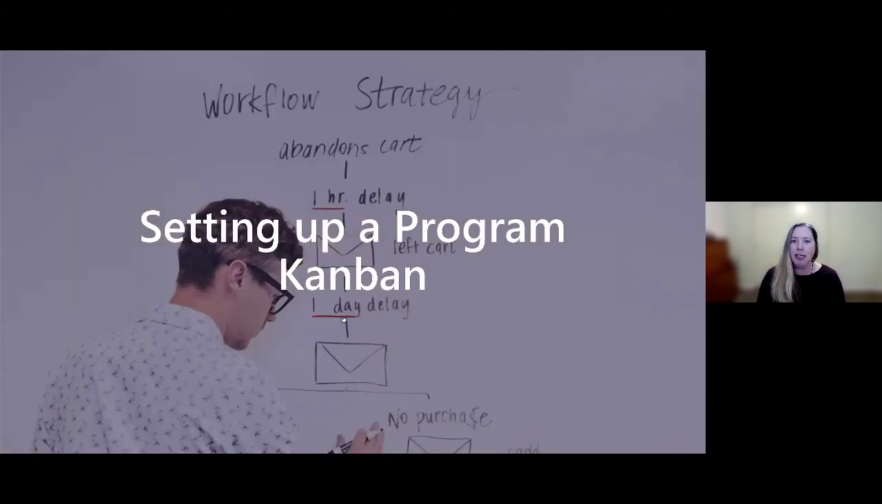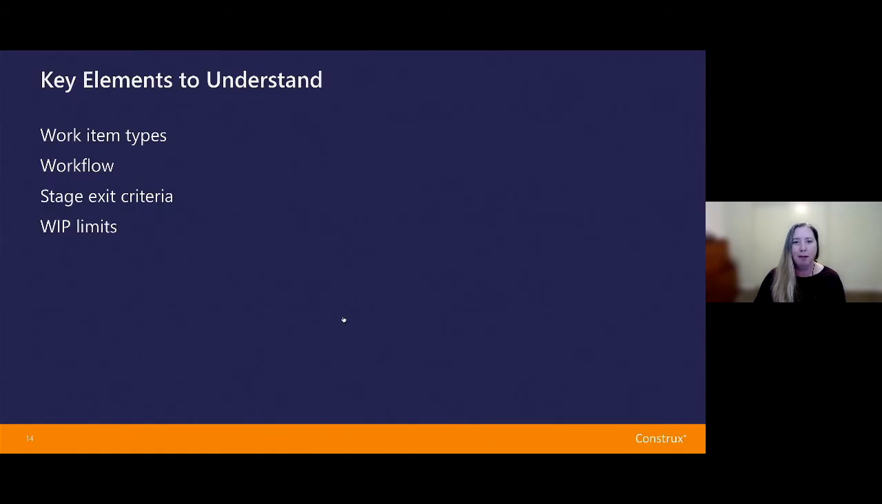So let's go through some examples of setting up program Kanban boards and what kinds of things we should be talking about and thinking about. Work item types is always a big thing.